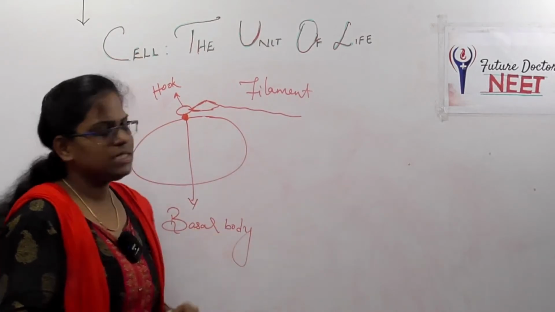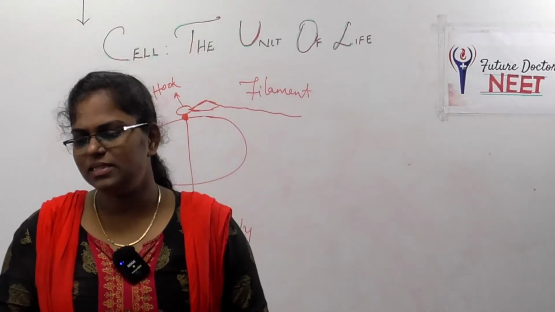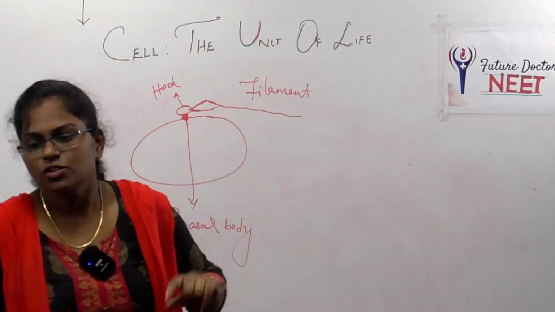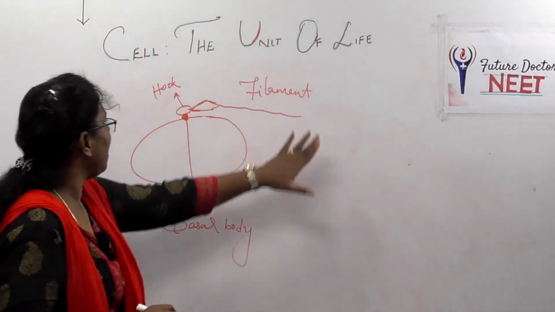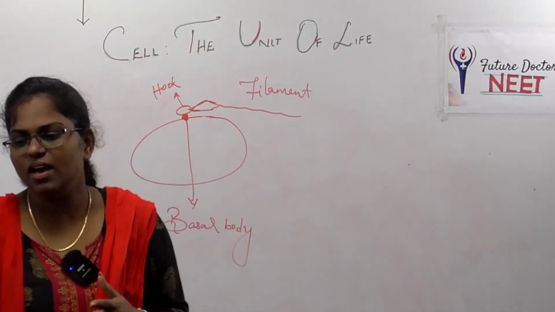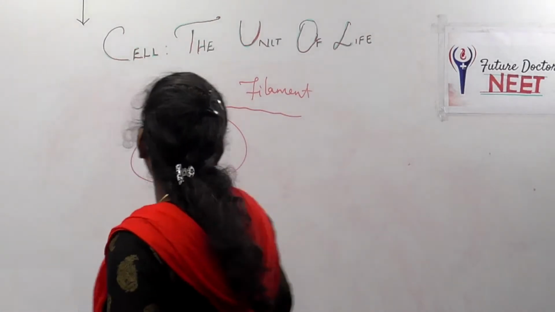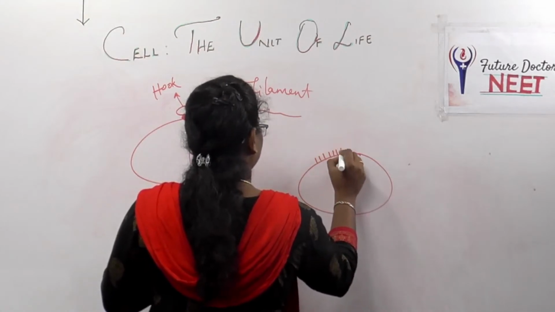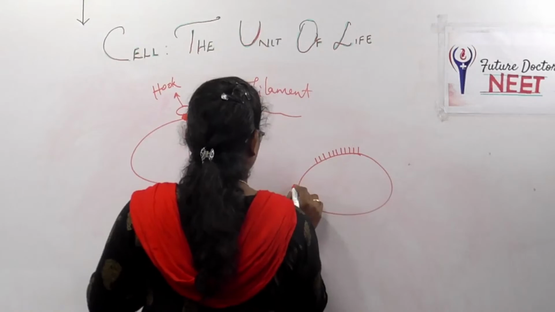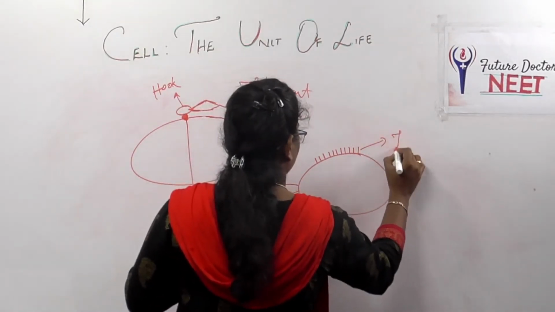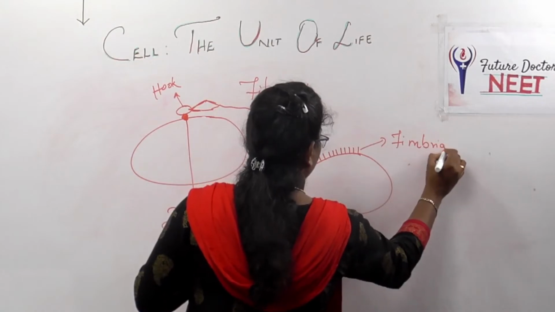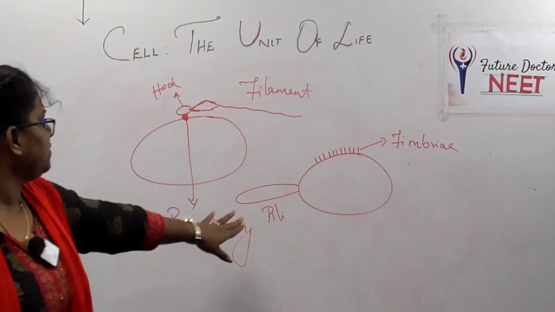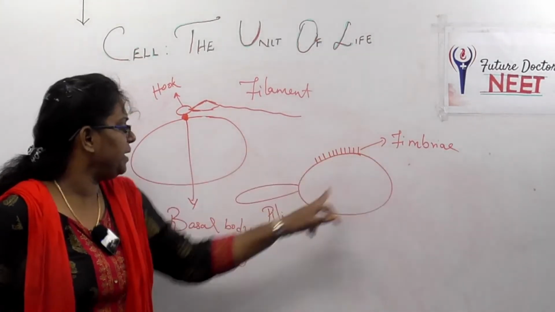The last thing we are going to see is that besides flagella, in flagella only are these three parts. Besides flagella we have pili and fimbriae. So, what are pili and fimbriae? This is the flagella, and this is fimbriae and pili.